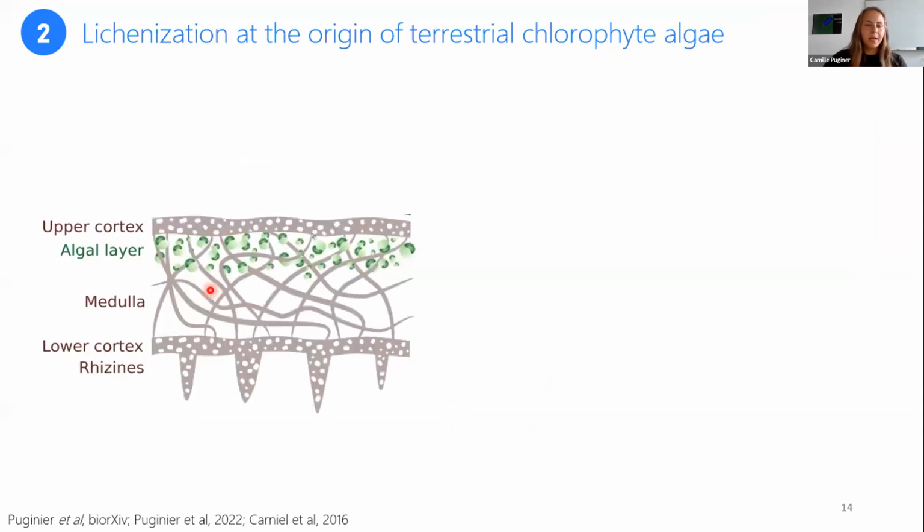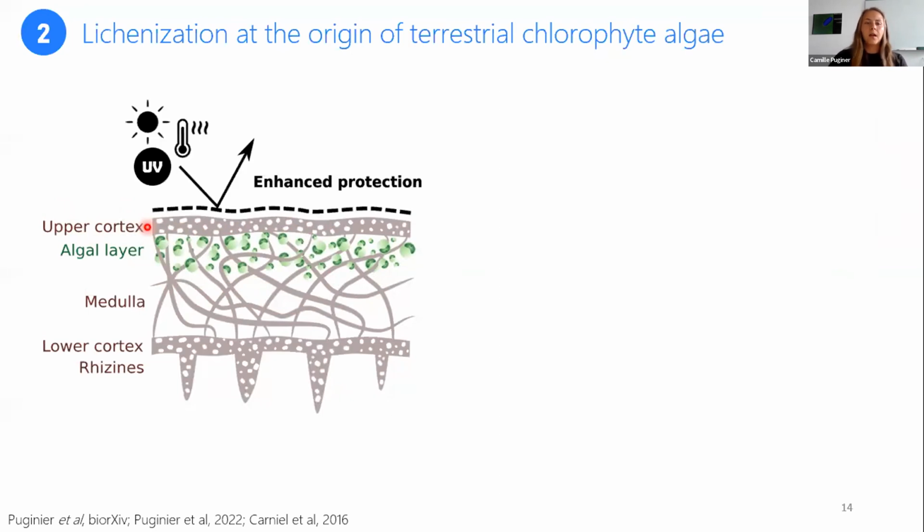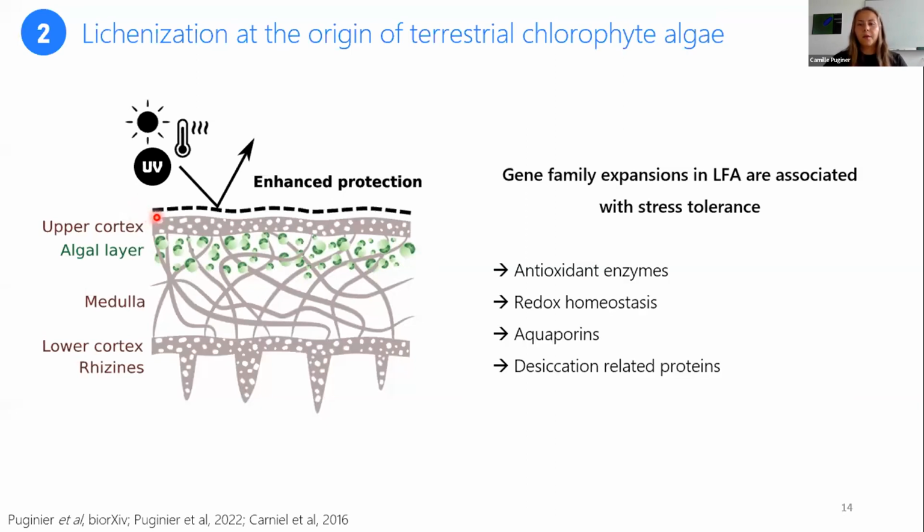But secondly, lichens are organized in layers, with the first one being the upper cortex, which is composed of compact fungal hyphae, under which we can find the algal layer within a region called the medulla, composed of loose fungal hyphae. This upper cortex is responsible for protecting the algal layer from solar radiation-induced stresses such as UV, heat and desiccation. But in addition to this physical barrier composed of fungal hyphae, we found that some gene families are expanded in lichen-forming algal genomes. These expansions are associated with stress tolerance.